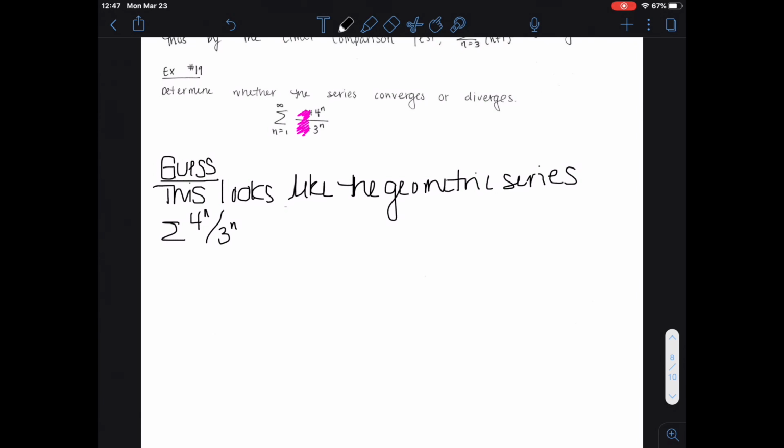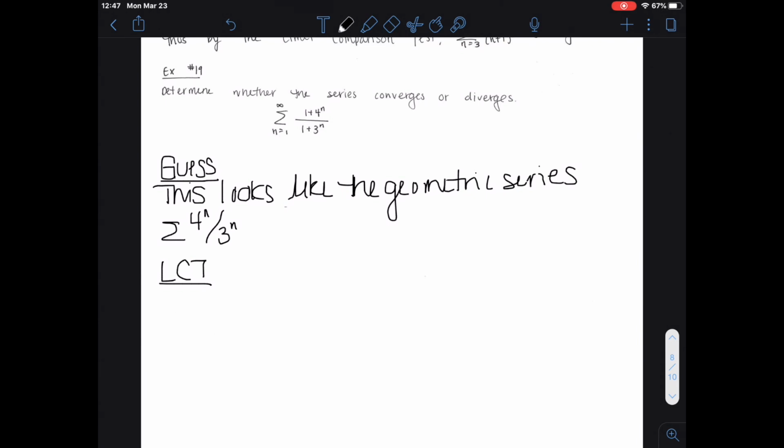But I'm going to apply the limit comparison test. And you could see why the comparison test isn't going to be as good, because you have a lot going on in the numerator and denominator. That inequality is going to be hard to show.